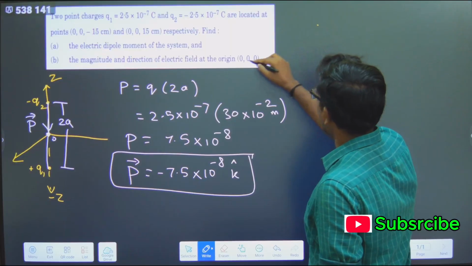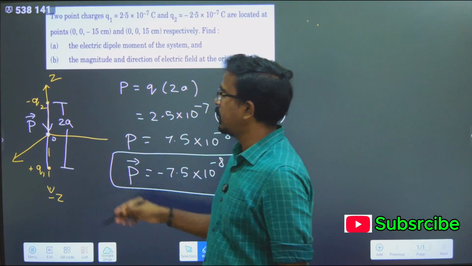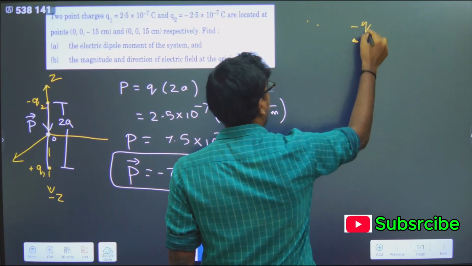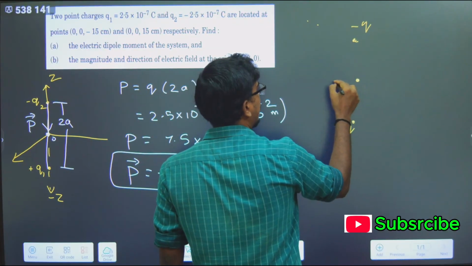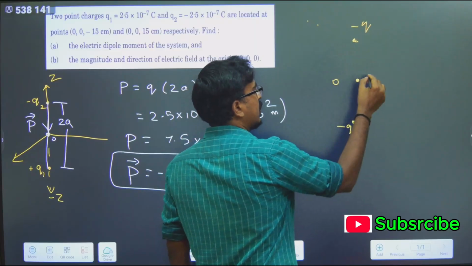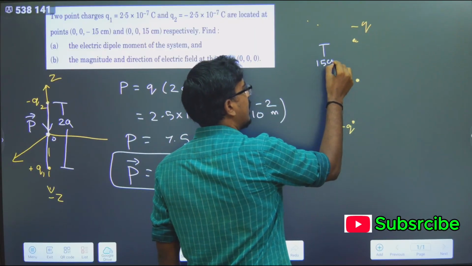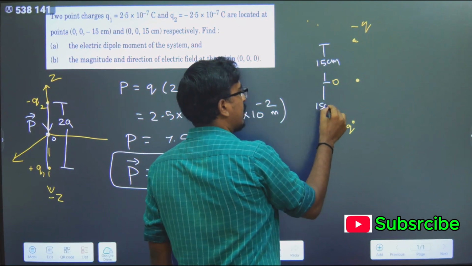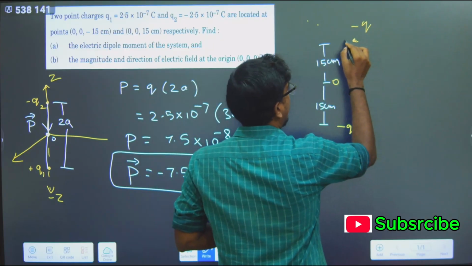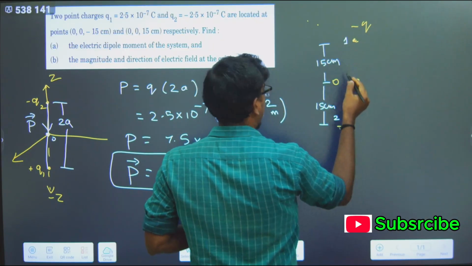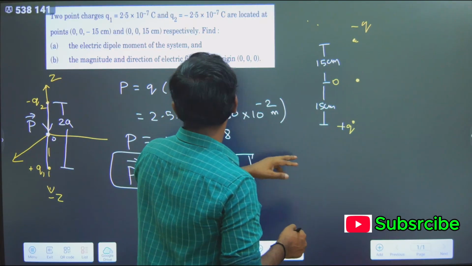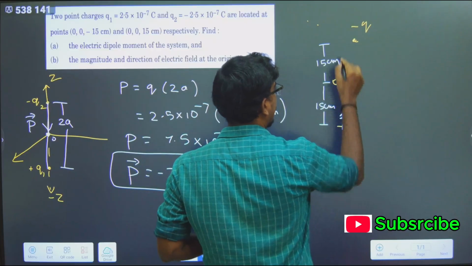So what is the origin? Two charges are here. How much distance? 15 centimeter. You should be careful with the charges. This is going to be minus q and this is going to be plus q, and at the origin in between, they are asking the field. First, you need to know the field direction. So this is a negative charge. This is the origin, 15 centimeter, and this also is 15 centimeter. At the origin, if you want to find the field, let's take this as 1 and this as 2. So this is our minus q, this is our plus q.